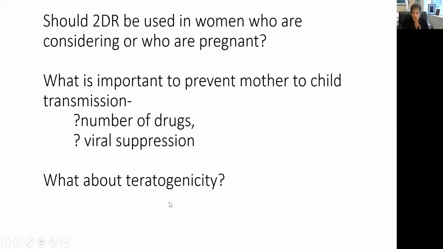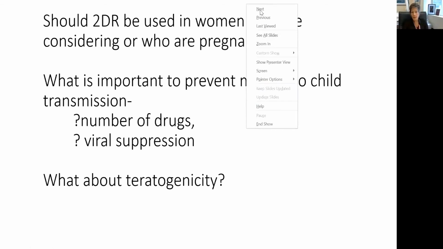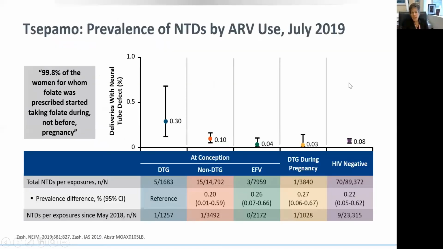Of course, the other consideration for women who are about to get pregnant is what about the teratogenicity? And I think at this and many, many other meetings, we have raised a question related to the Tsepamo study as to whether or not there can be an excess of neural tube defects with the use of dolutegravir in first trimester of pregnancy. I think we've seen over time that the absolute risk of that occurring is extremely small, although the relative risk is slightly elevated.